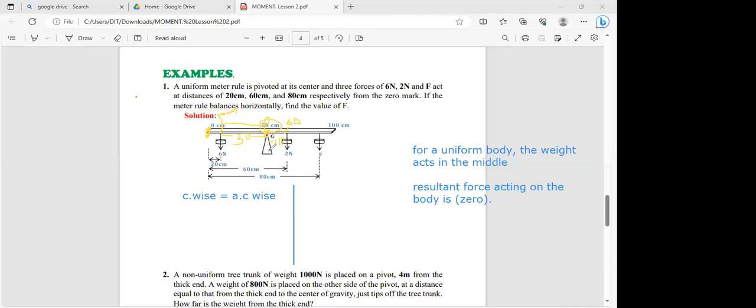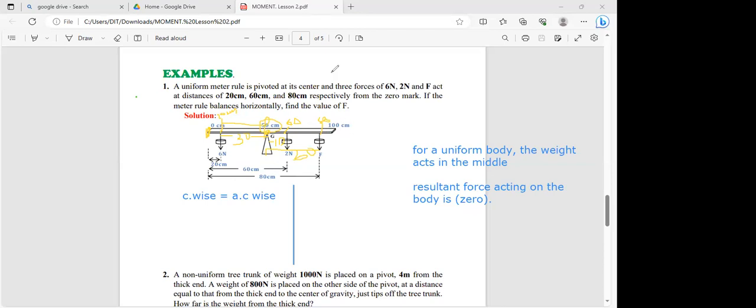And we also look for the distance between the knife edge and the F. So the F is at 80 centimeters from the 0. But from the pivot, which is at 50 centimeters, we will be getting the difference between the 80 centimeters and the 50 centimeter marks of the F and the pivot respectively. So 80 minus 50 will give us the 30. So those are the distances that we are going to use. I hope we have got them properly.